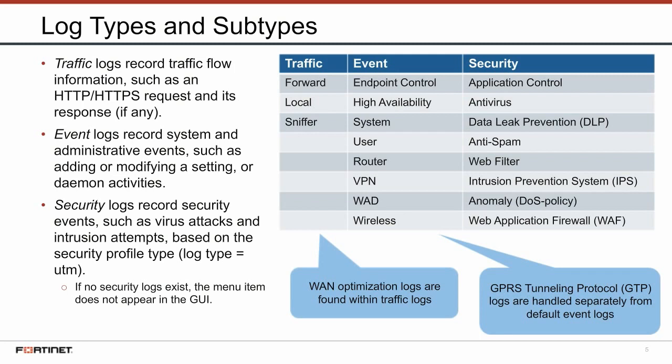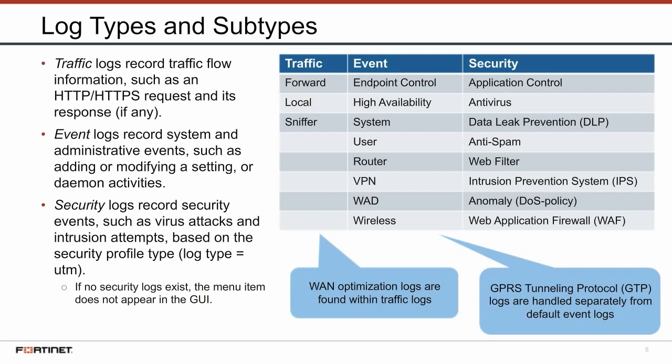Event logs record system and administrative events, such as adding or modifying a setting, or daemon activities. It contains subtypes named endpoint control, high availability, system, user, router, VPN, WAD, and wireless. System event logs contain information related to operations, such as automatic FortiGuard updates and GUI logins. User logs contain log-on and log-off events for firewall policies with user authentication. Router, VPN, WAD, and wireless subtypes include logs for those features. For example, VPN contains IPsec and SSL VPN log entries.